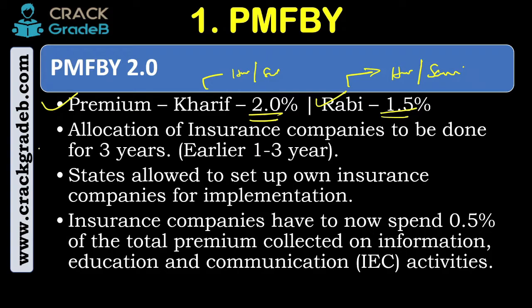Then, allocation for insurance companies is to be done for 3 years. Earlier, there was flexibility for an insurance company to be in this for either 1, 2 or 3 years. But now it's 3 years. Any tender that they get is for 3 years. No minimum, no maximum. Then there is a renewal. Next, states are allowed to set up their own insurance company for implementation. The statement is itself clear: the states are allowed by the union government to open their own insurance company for implementation of PMFBY. Then insurance companies have to spend 0.5% of the total premium collected on IEC activities. Sorry for the repetition, we have already seen it in the last slide.